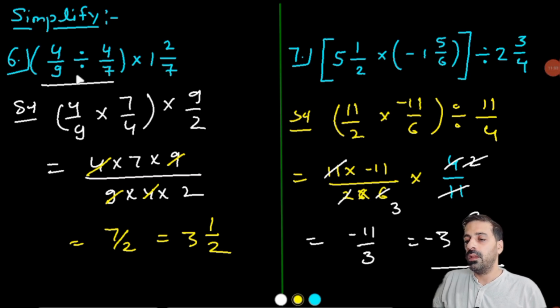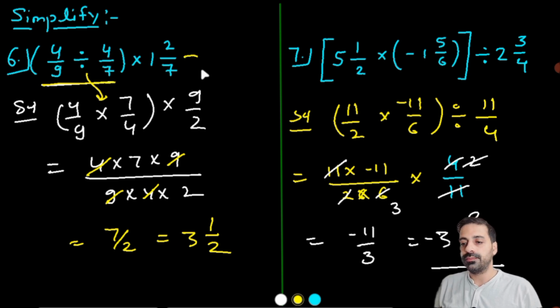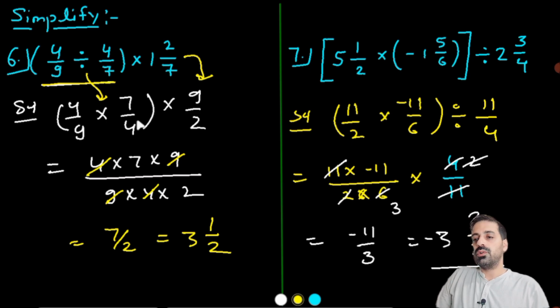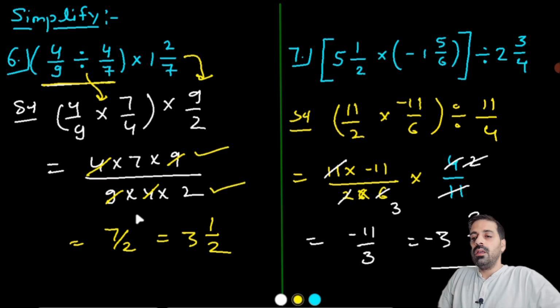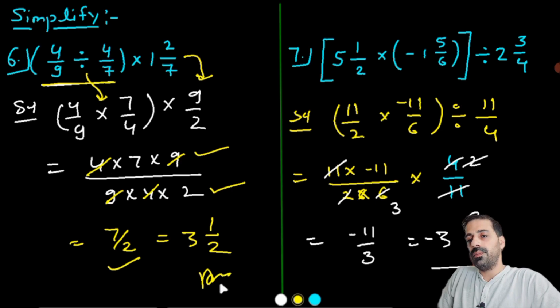Now the next question is that first we have to open the small bracket, 4 upon 9 remains same, divide sign converted into multiply, and the reciprocal of 4 upon 7 is 7 upon 4. And now open the mixed fraction, we have 9 upon 2, all numerators are multiplied together, all denominators are multiplied together. Now we cancel out, 9 1 ja 9 and 4 1 ja 4, so we have 7 upon 2, and 3 and 1 by 2 is the answer.